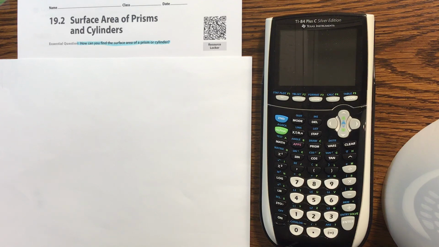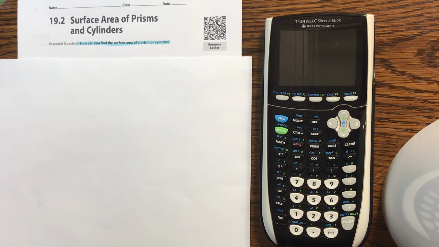Good morning, geometry. Today we get to look at section 19-2, where we're going to look at surface area. And the surface area we're going to look at today are prisms and cylinders. And what I'm going to do today is present two different ways. I'll show you what they do in the book.